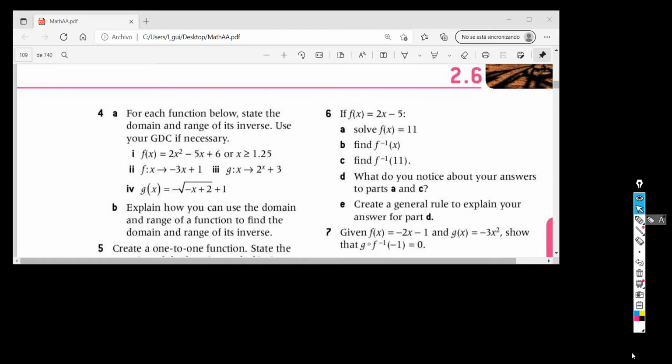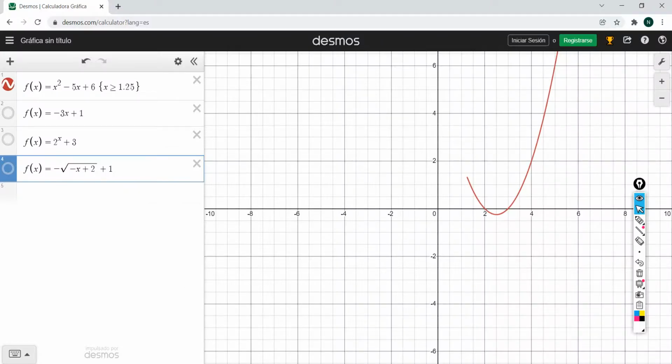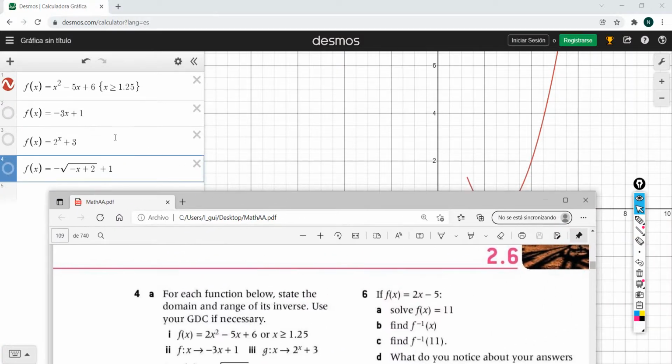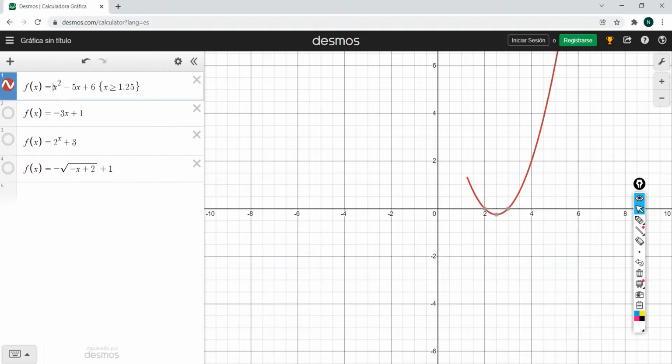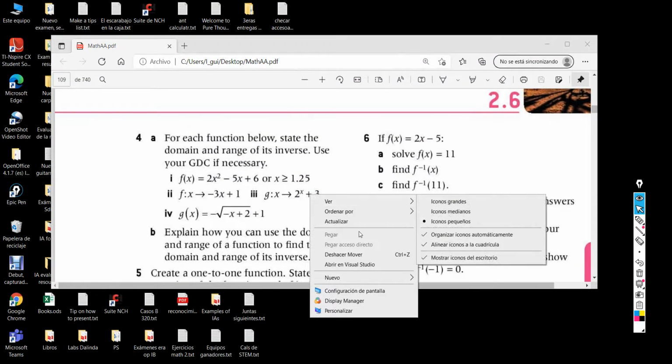Let me bring in Desmos. So each of these functions, guys, 1, 2, 3, and 4, I'm plotting on Desmos, and they are right here, as you can see. You can check. Oh, I made a mistake in here. This is supposed to be a 2, like this. Yeah, I think that's correct.